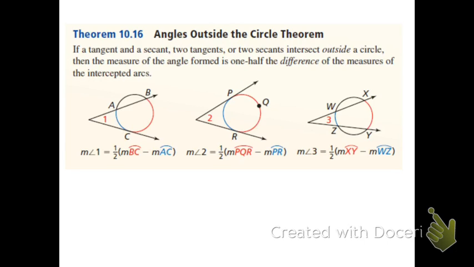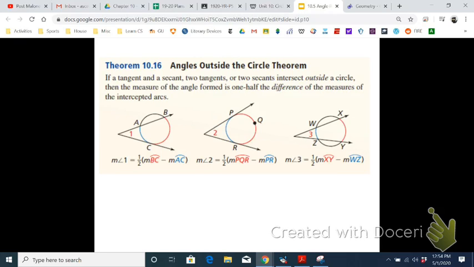Okay, if angles intersect outside the circle, you subtract the arcs and divide by 2, which I wanted to show you on GeoGebra first, but whatever. You get the theorem ahead of time. Alright, so let's just look at that real quick on GeoGebra.